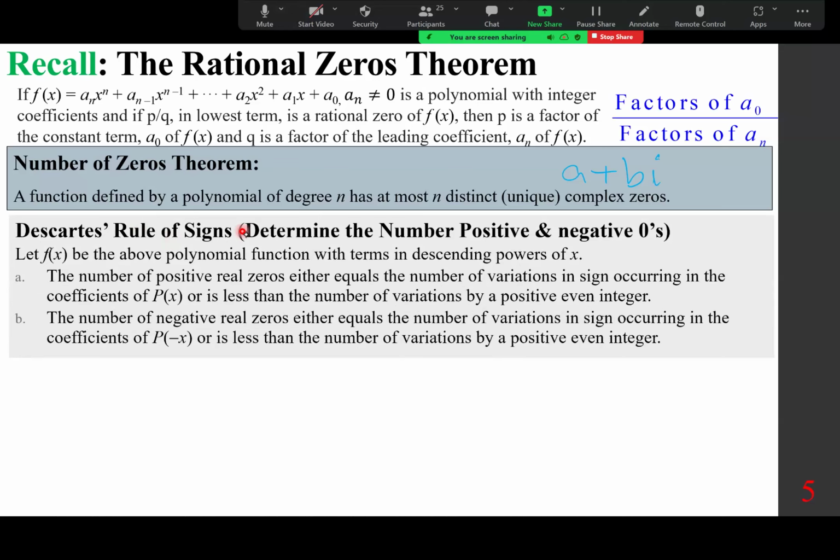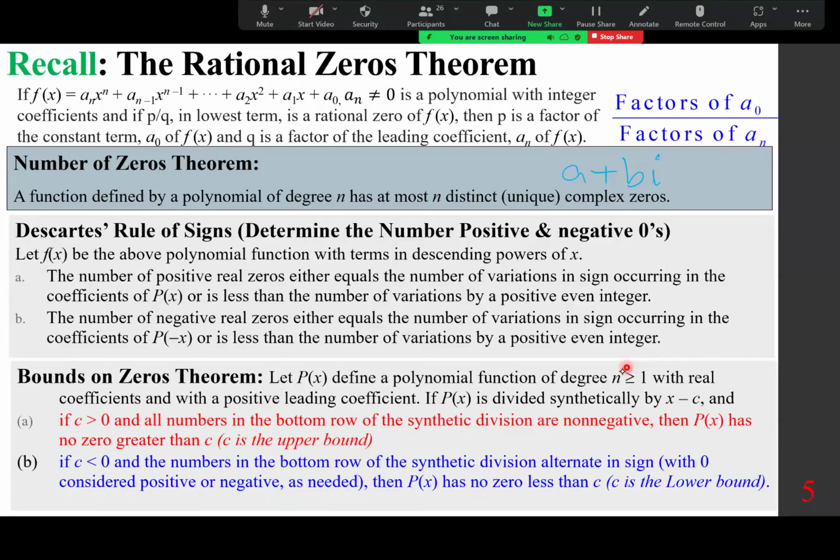Descartes' rule of signs. Determine the number of positive and negative zeros. Let f of x be the above polynomial function with terms in descending powers of x. The number of positive real zeros either equals the number of variations in sign occurring in the coefficients of p of x, or is less than the number of variations by a positive even integer. The number of negative real zeros either equals the number of variations in sign occurring in the coefficients of p of minus x, or is less than the number of variations by a positive even integer.